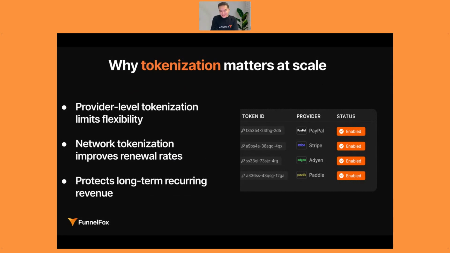And some other bonuses of network tokenization is that it automatically updates the tokens when the card expires or is reissued. So it's a pretty good strategy for renewals, for long-term renewals as well, meaning that payments wouldn't fail due to an expired card or a new card number if they reissue. Yeah, so pretty good thing.